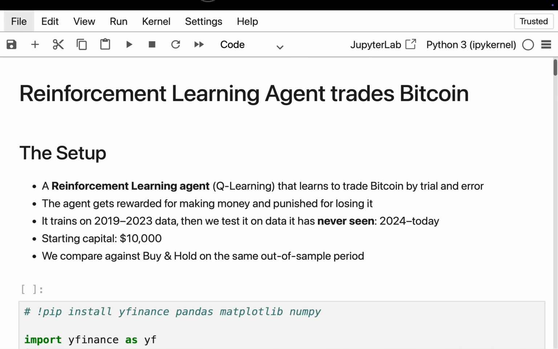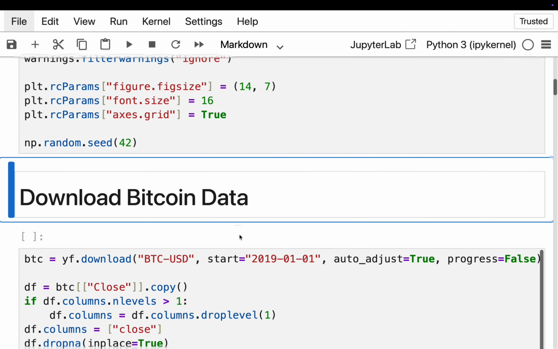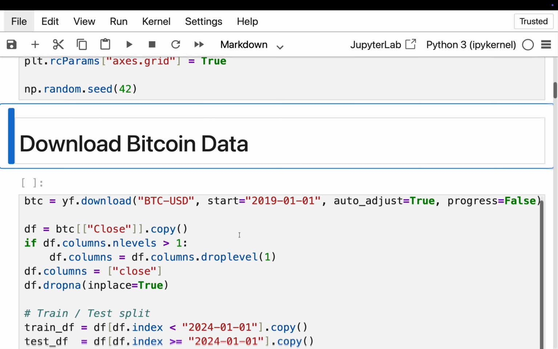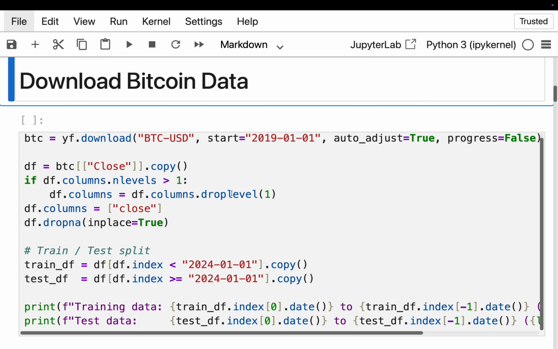First, we import the libraries and set a random seed. The random seed is important here. Reinforcement learning involves a lot of randomness, and fixing it means you get the same results every time you run it. Then we download Bitcoin data from 2019 to today and do something none of our previous videos have done.